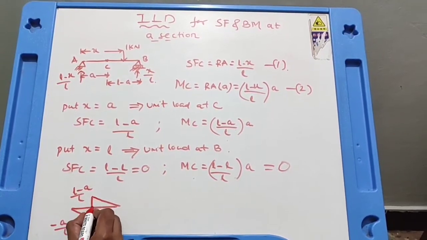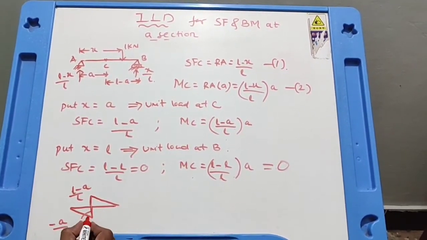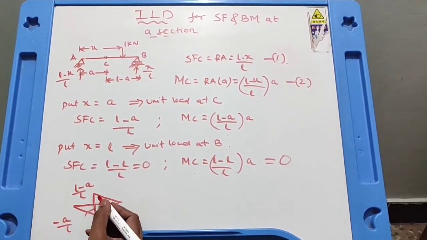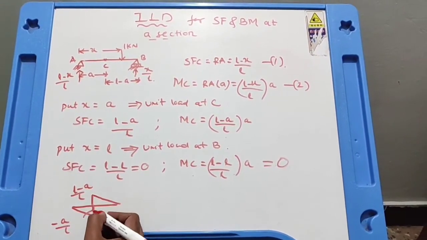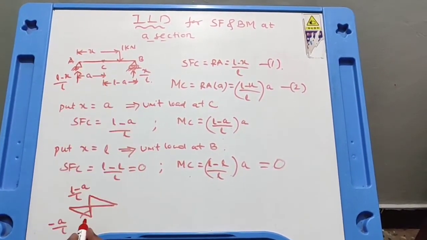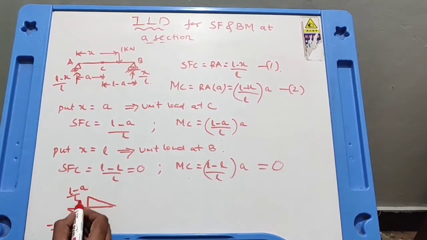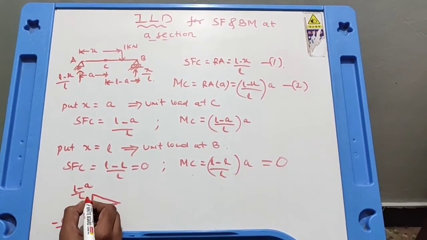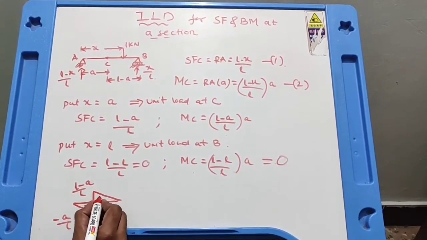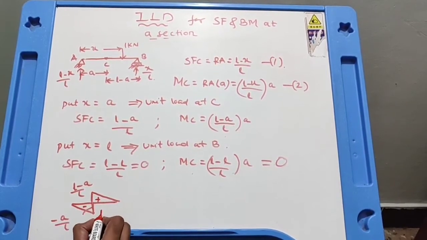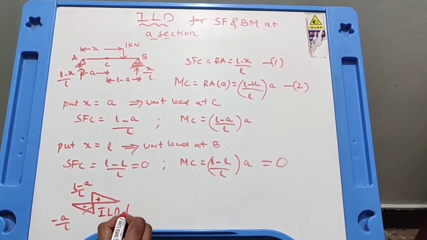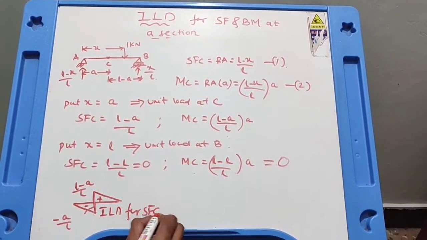So you can see it varies like this, from minus a upon L. That means shear force will have two values when the unit load occupies section C: one is minus a upon L, another is plus (L minus a) upon L. So this is the negative zone, this is the positive zone. This complete diagram is the influence line diagram for shear force at C.